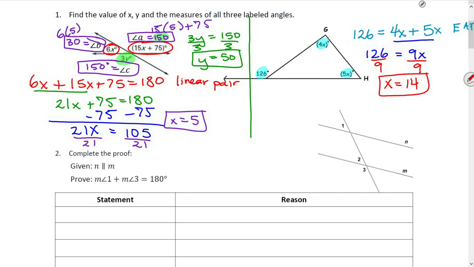Okay? But I also need to find the measures of all the labeled angles. And so 4 times 14 is 56. And 5 times 14 is 70. Okay? So those are finding some missing angles.